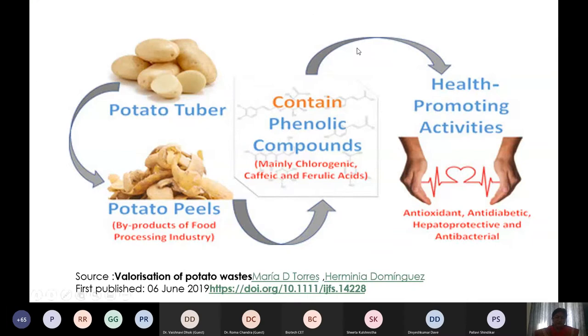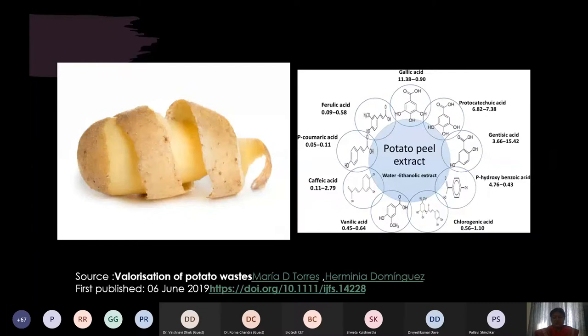Similarly, this is the potato. For production of potato chips, a lot of peel is wasted in the potato chips processing industry. It contains a lot of phenolic compounds like chlorogenic acid, caffeic acid, and ferulic acid, which are antioxidant and health-promoting ingredients. So what you can do is prepare an extract of the peel, which contains a lot of antioxidant compounds and can be developed into a kind of antioxidant pill. This has already been developed.